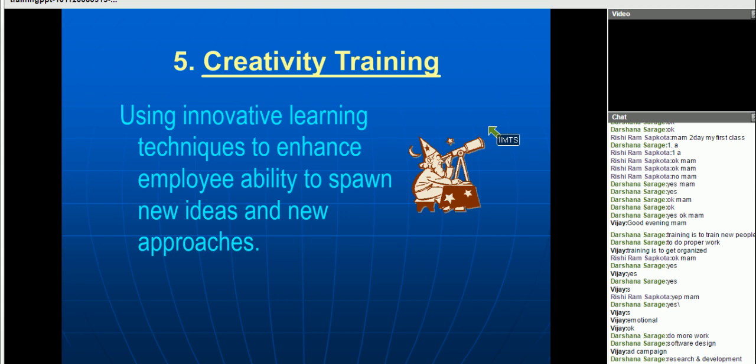Research and development, ad campaign, software designing. Ad campaign means an advertising agency that is definitely going to explore the creative minds of their employees with the help of time-to-time training. So that is very much there. Then others are the field of multimedia, the film industry, the TV industry, fashion designing. These are some of the fields where it's all about creativity. That all is there.